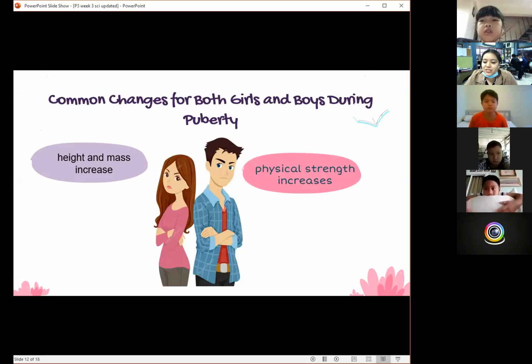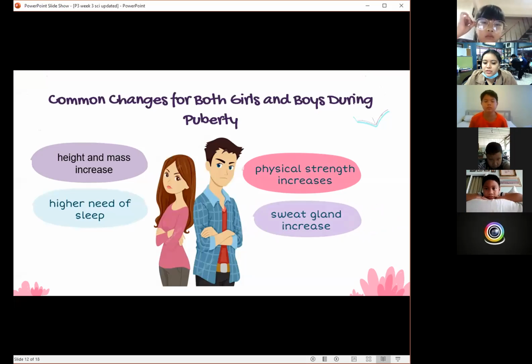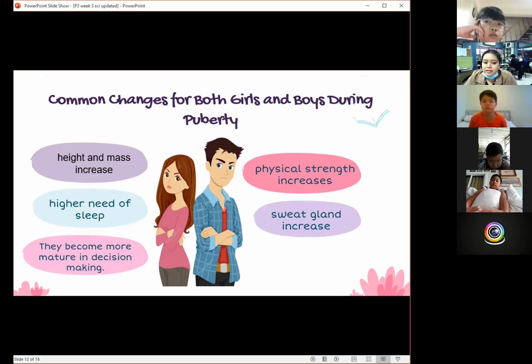Okay, next, physical strength increases. Next, higher need of sleep. They need to sleep a lot of time. Sweat glands increase. They sweat a lot, as I told you earlier. And they become more mature in decision making. And their reproductive organ develops.